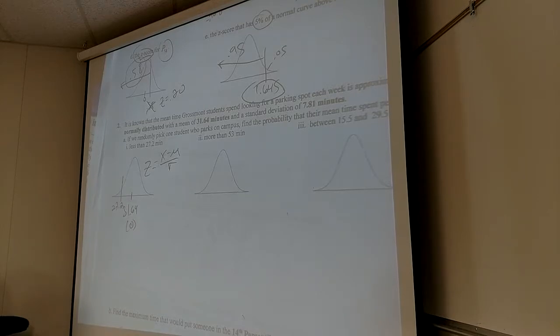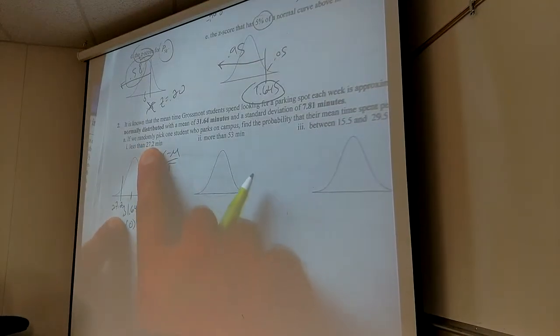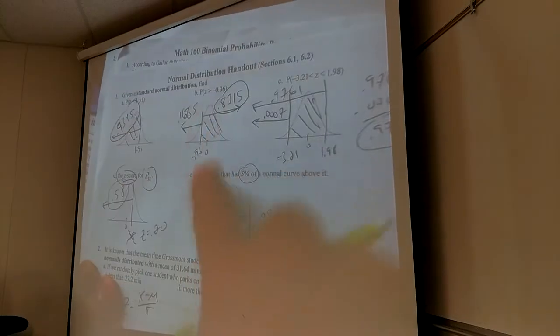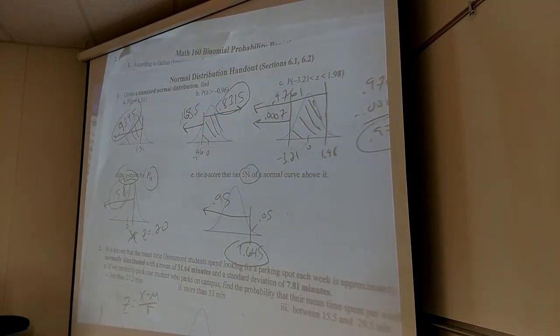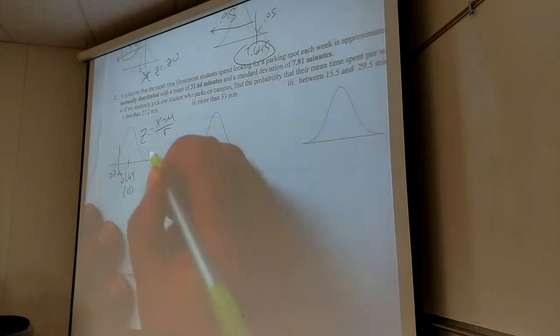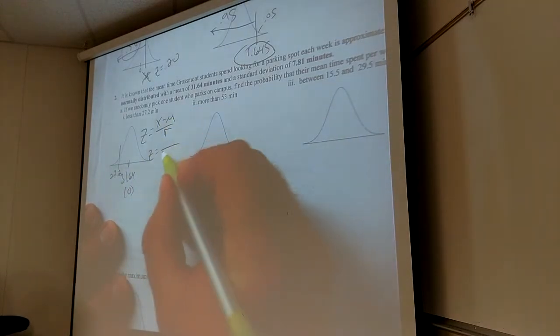Let that sink in. Okay. So if I make my raw scores into z-scores, they become problems just like these, which means I just have to look them up on the chart. And that's it. So let's see, in this case, how do I make 27.2 into a z-score? Fill in this formula for me.